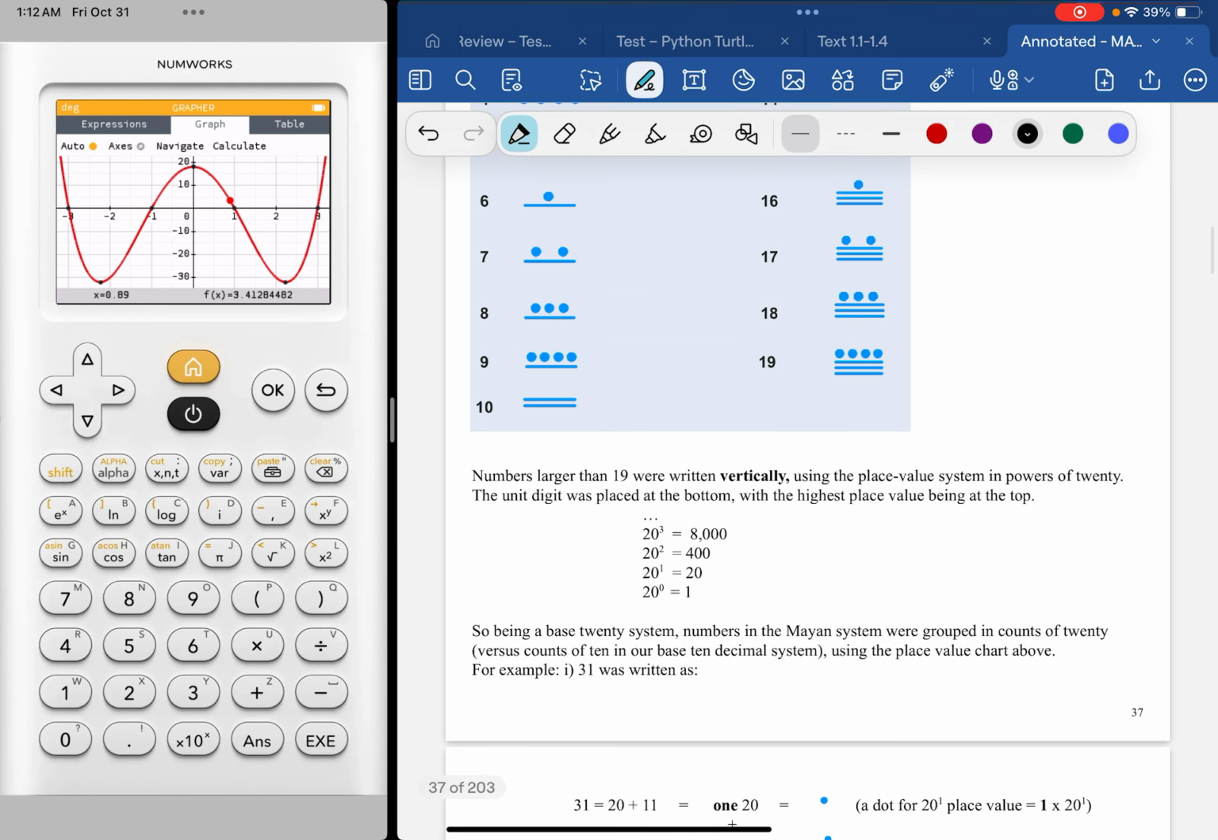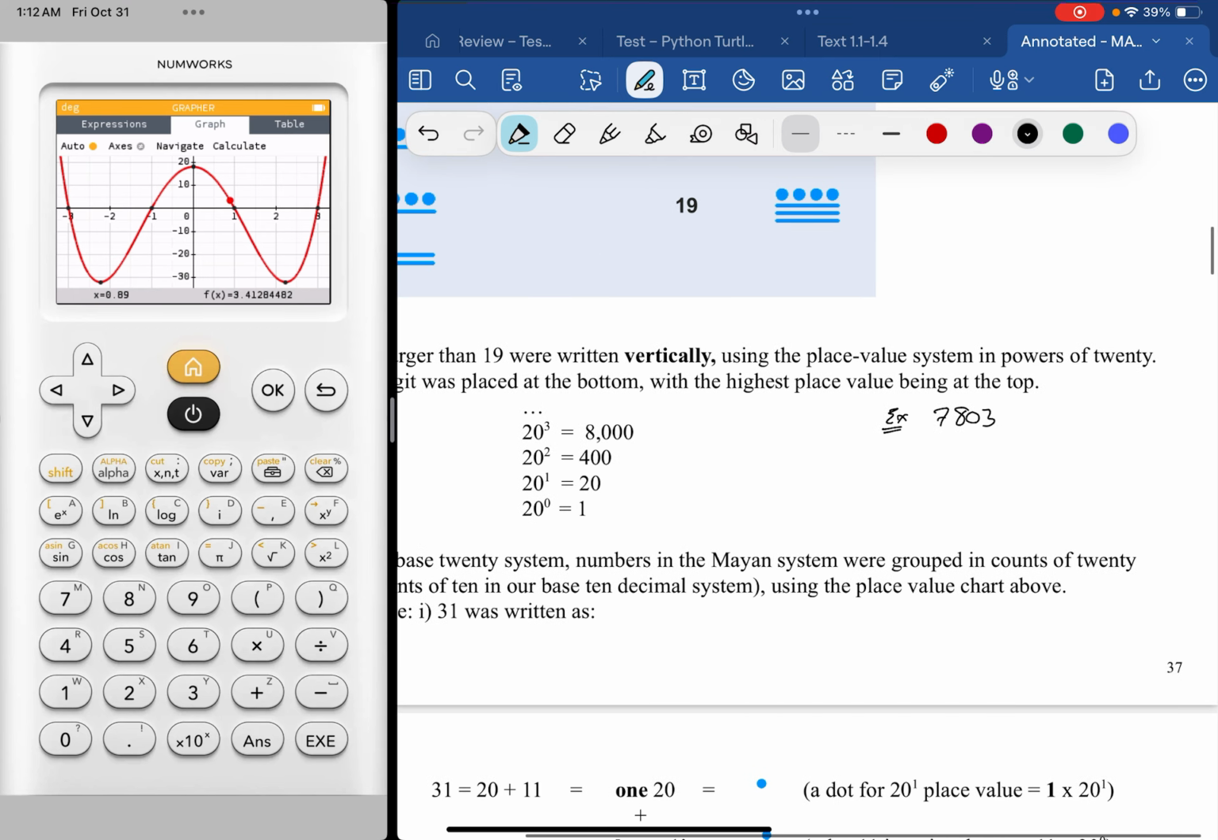Any values that were greater than 19 were written vertically. All right. So not the characters themselves, just how they were organized. So instead of placeholders, I'll just use an example, 7,803. If I were to write that with a base 10, it would be 7 times 1,000 plus 8 times 100.